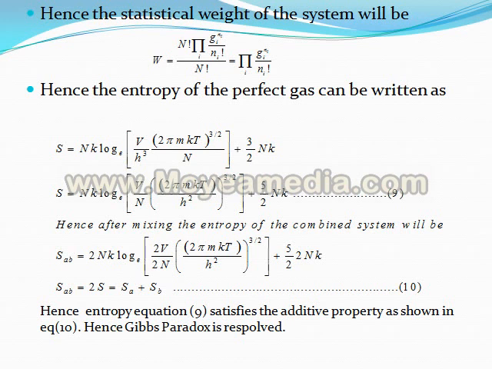Hence, after mixing, the entropy of the combined system will be written as SAB is equal to 2Nk log [2V upon 2N (2 pi mkT upon h square) to the power 3/2] plus 5/2 into 2Nk. That is, SAB becomes equal to 2S, that is equal to SA plus SB. This is equation 10. Hence, entropy represented by equation 9 satisfies the additive property as shown in equation 10. This shows that Gibbs paradox is resolved.